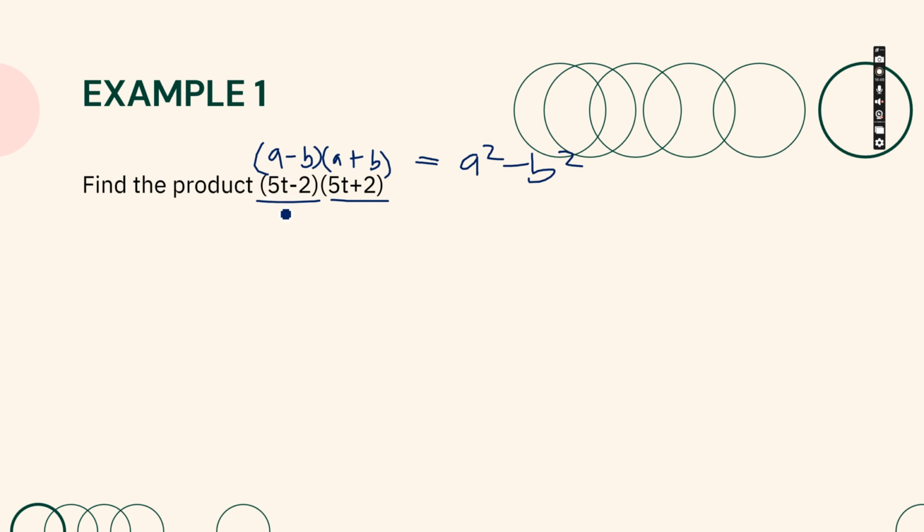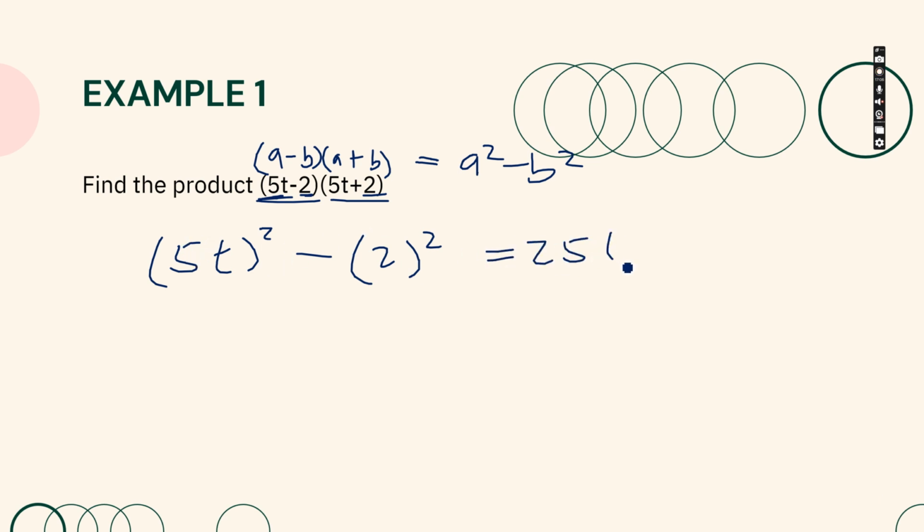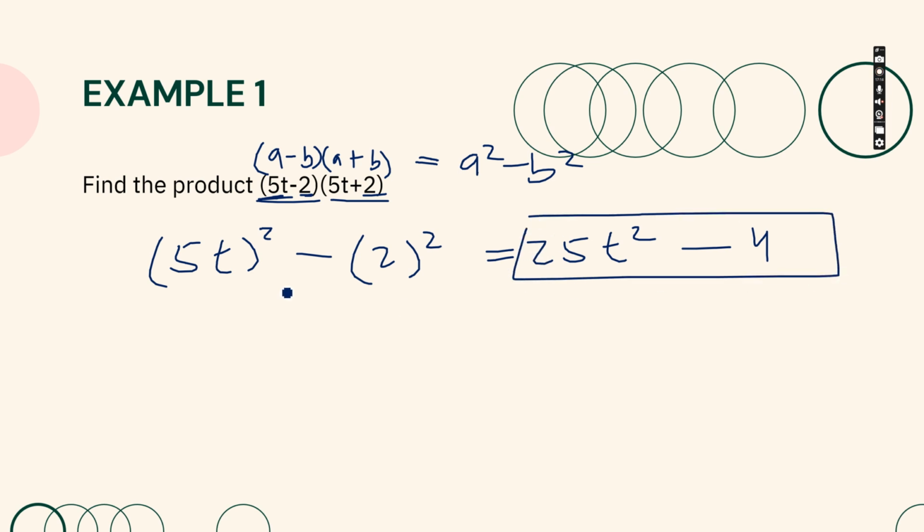So if we just take our a term, which in this case is 5t, we'll just raise 5t to the second power and subtract it with our b term, which is 2, and raise it to the second power as well. This gives us an answer that looks like 5 squared is 25, t squared is just t squared, minus 2 squared is just 4. And this should be our answer.